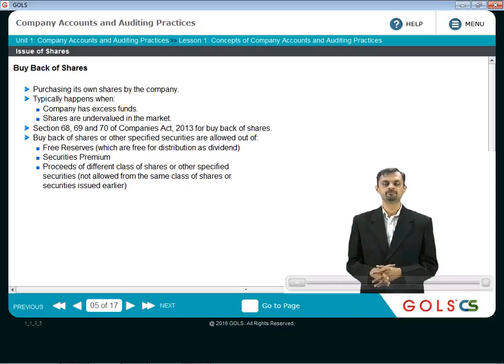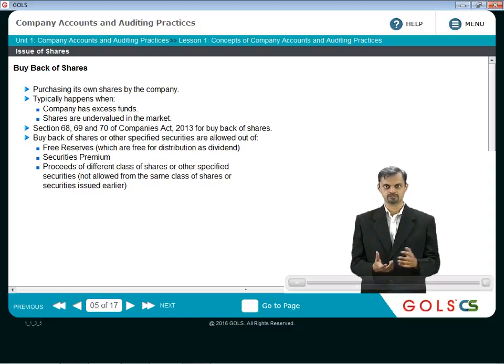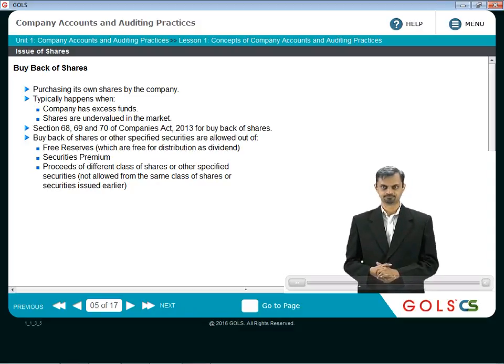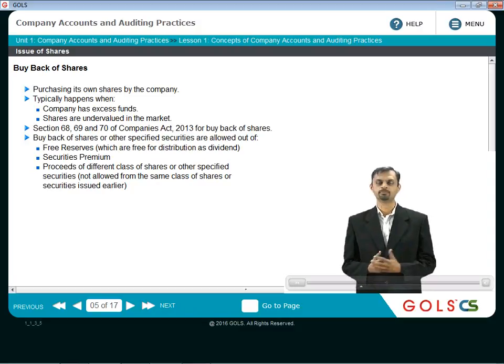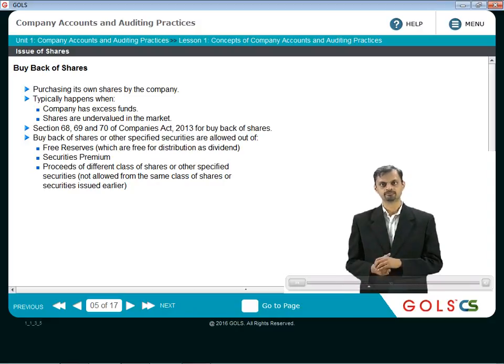Now when does a company typically go for the buyback option? Only when the company has excess funds and feels that these excess funds cannot be utilized for any purpose, there is no business growth, so there is no area in which these excess funds can be utilized. Then the company may decide to buy the shares back. So these excess funds will be returned back to the shareholders by way of buyback.